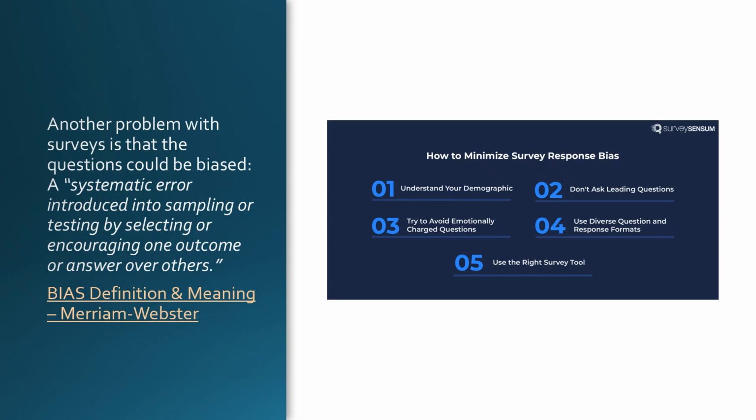As you look at the chart on the right, some ways to minimize survey response bias: understand your demographic, understand who you're surveying. Don't ask leading questions. Leading questions, the way you ask the question affects the answer. Try to avoid emotionally charged questions. Use diverse questions and response formats, and use the right survey tool. So those are just some basic ways to minimize that bias in a survey.